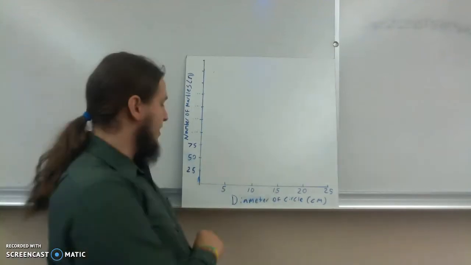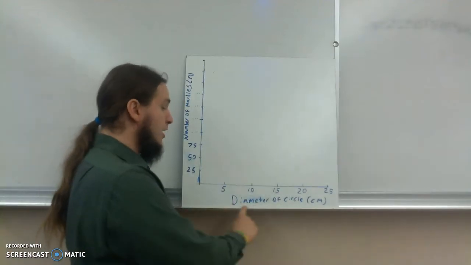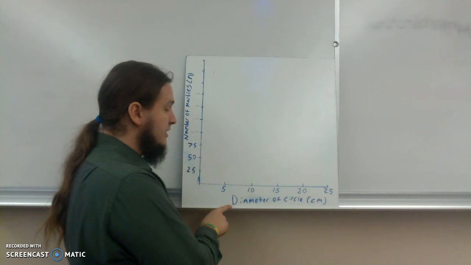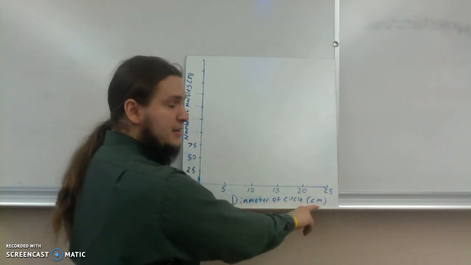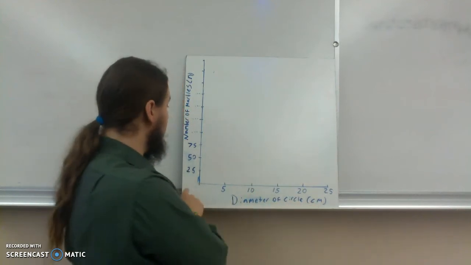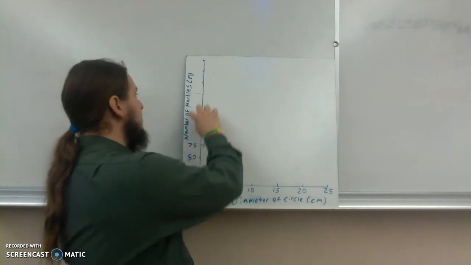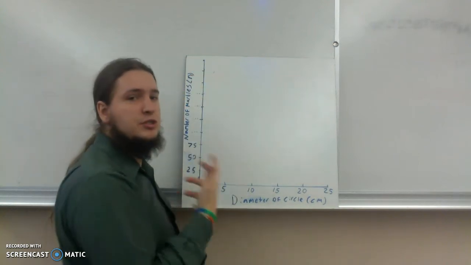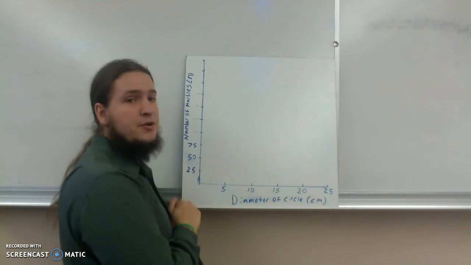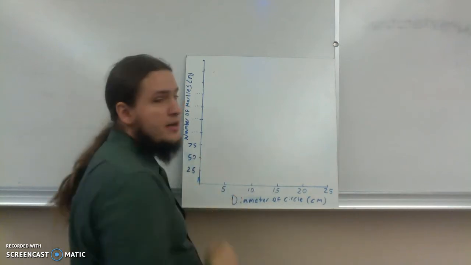Next, we add the axis labels. The bottom x-axis is the diameter of the circle. Notice I've put my units as centimeters here, because that's what we're measuring in. The y-axis is number of marbles, and notice I've put parentheses and then n, to stand for number of marbles. That's going to be our units. So pause the video now.